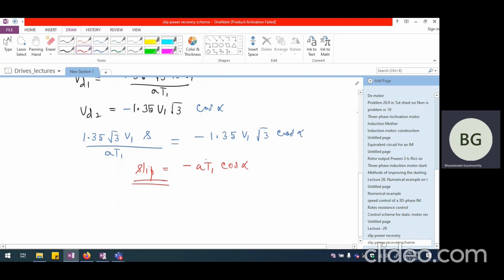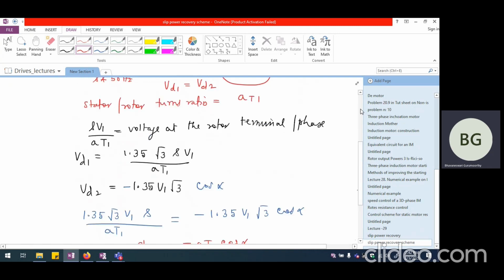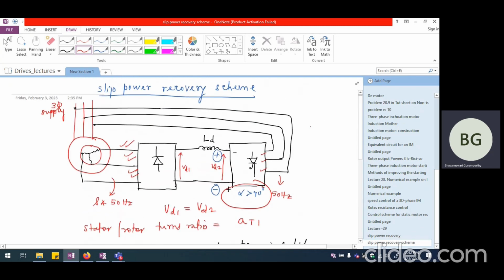So here, if you look at it, the feeding back of the power from the rotor circuit is happening through the converter and inverter combination. This is a diode converter, whereas this is a thyristor inverter, which we talked about earlier when we were talking about the regeneration of DC motor drive. So this is a thyristor converter. So two converters are used in this particular case.